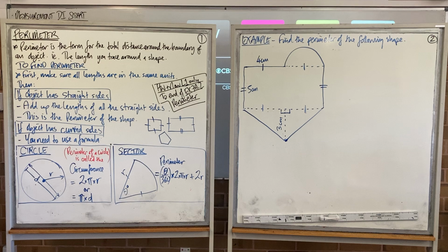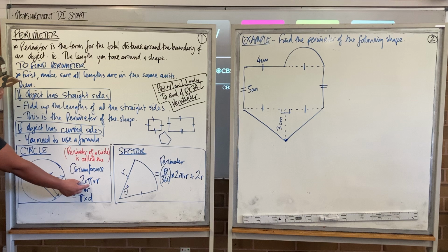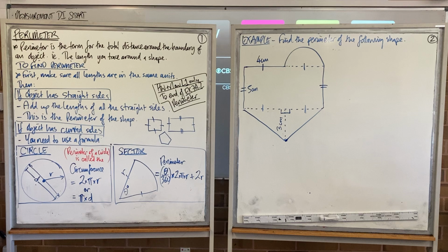However, if the object has curved sides, you need to use a formula. So if you have a circle or a part of a circle, please be aware the perimeter of a circle is called the circumference. Hopefully you've been taught this previously. The circumference is equal to 2. What does that symbol mean? It's like 2 lines and then it's got a curl on the top. Starts with a P, pi. Before you've been allowed to approximate it to 3.14, but now in year 11 and year 12, please use the actual pi symbol on your calculator. So that is 2 times pi times r.